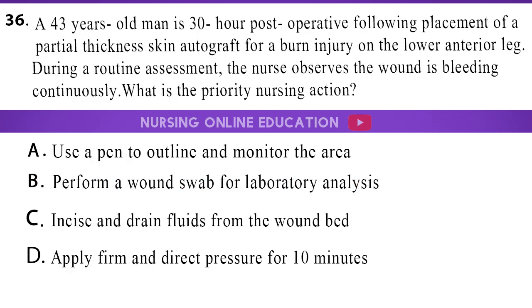36. A 43-year-old man is 30 hours post-operative following placement of a partial thickness skin autograft for a burn injury on the lower anterior leg. During a routine assessment, the nurse observes the wound is bleeding continuously. What is the priority nursing action? A. Use a pen to outline and monitor the area. B. Perform a wound swab for laboratory analysis. C. Incise and drain fluids from the wound bed. D. Apply firm and direct pressure for 10 minutes.